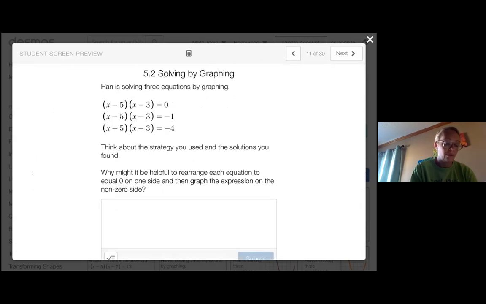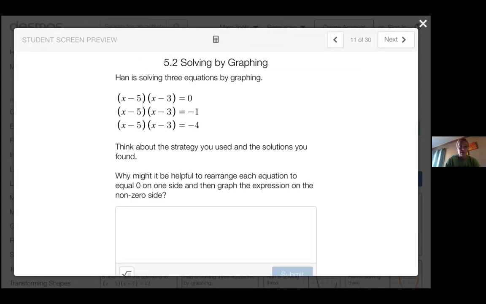Okay, so still same circumstance here. So he's saying, thinking about the strategy used and the solutions you found, why might it be helpful to rearrange the equation equals 0 on one side and then graph the equation on the non-zero side? Well, then it has everything on one side for you. I guess that's kind of what we're looking for, because what they're saying is you can't assume you know the answer because this one had 2 solutions, this one had 1 solution, this had 0 solutions.